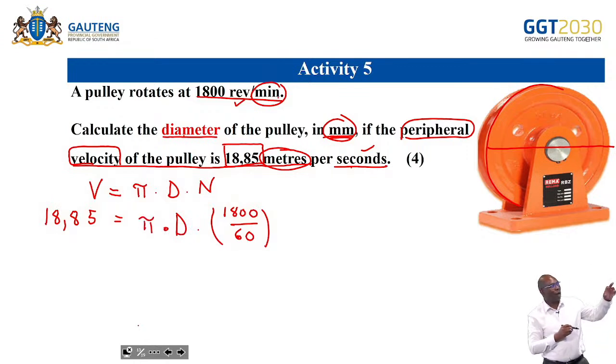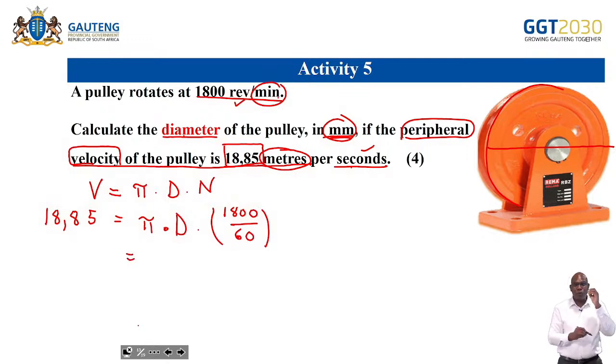Okay, so remember now we're looking for the diameter, but the diameter must be in millimeters, so not meters. Remember, this is in meters, and we need to change that one to millimeters. So the answer that we are going to get here, calculating here, will be in meters. So when we get the answer in meters, we then change it to millimeters, and that is the last mark that you're going to get on that. So 18.85.